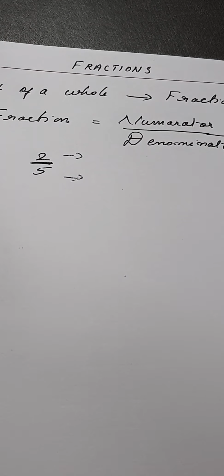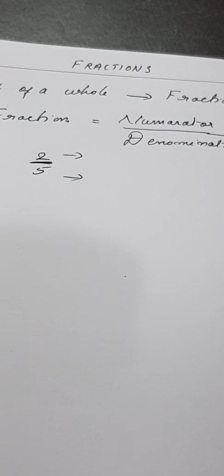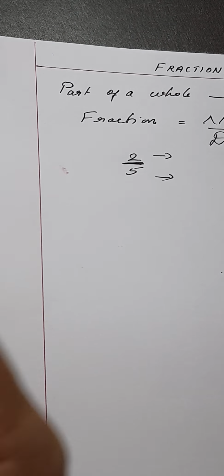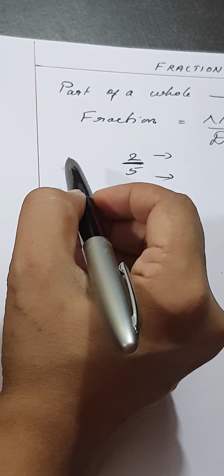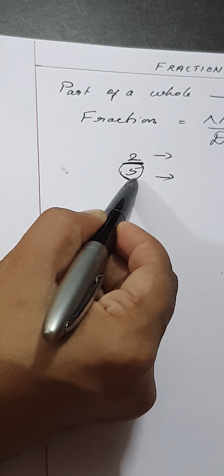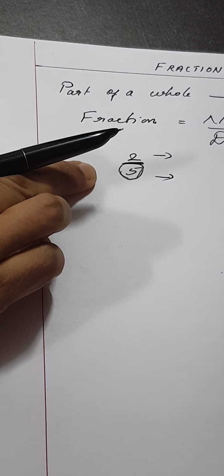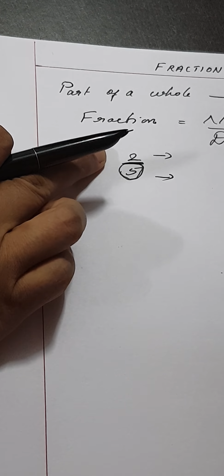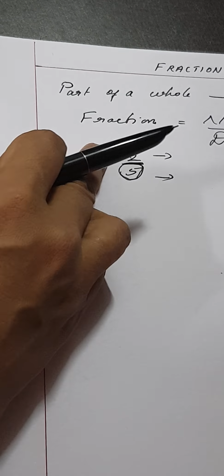Now, the number of parts into which the whole is divided. We already learned that part of a whole is a fraction. Suppose the whole is divided into some number of equal parts, that is the denominator. If you are dividing the whole into 5 equal parts, that's why here the denominator is 5. And how much we are choosing from that will become the numerator. Hope it is clear.